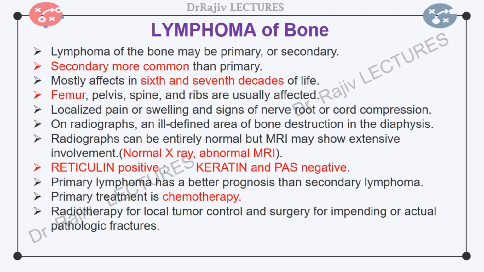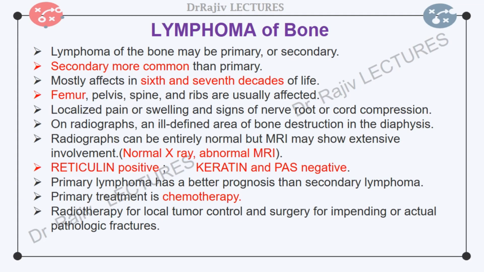Lymphoma of the bone is a lymphoma that has originated within that bone itself, also known as primary lymphoma, or metastasized to a bone from another organ or tissue, that is secondary lymphoma. Secondary forms are much more common than the primary. Usual time of presentation is the 6th and 7th decades of life. The femur is the most common bone involved, followed by pelvis, spine, and ribs.